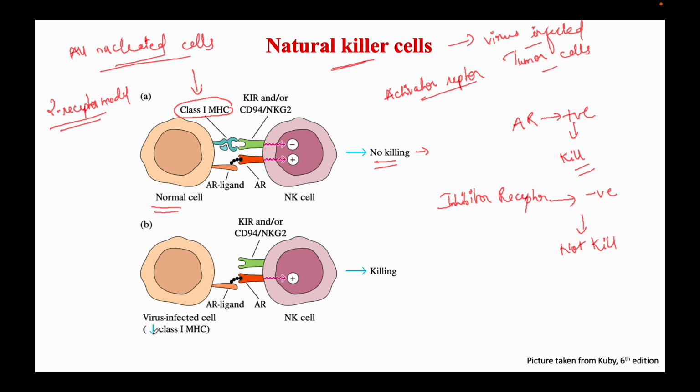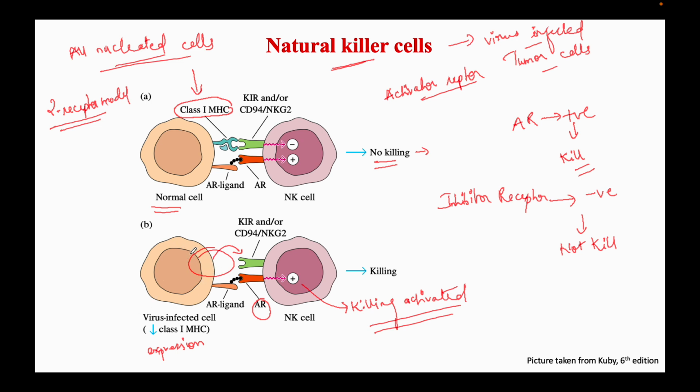In case of virus infected cells, the expression levels of class 1 MHC go down. So the virus infected cells will have very few class 1 MHC receptors on them, or they will not have any class 1 MHC receptors at all. Thus when natural killer cells recognize through the activator receptor, they'll first recognize and activate a killing signal. The killing signal is activated and this killing signal will not be inhibited, since there are no MHC molecules here to bind to the inhibitory receptor to give an inhibitory signal as we observed in the normal cells. Okay, so this is how natural killer cells kill virus infected cells or tumor cells.